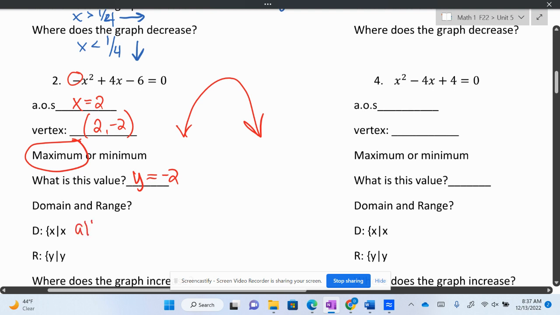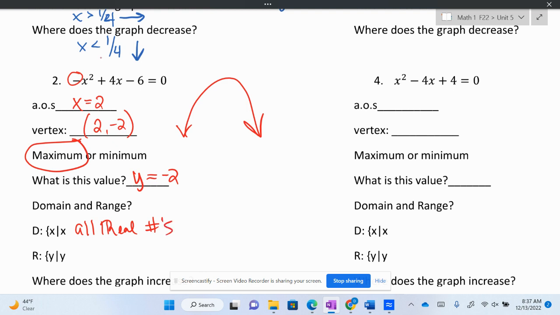Well, the domain is all real numbers. It's always all real numbers for parabolas. But what about the range? What's the highest y value? It's negative 2. So that means y has to be less than or equal to negative 2. Is this making sense? If it's the maximum, that's the highest. If it's the minimum, it's the lowest.